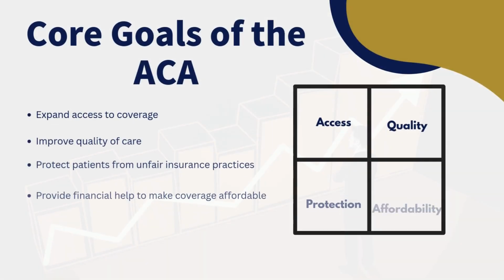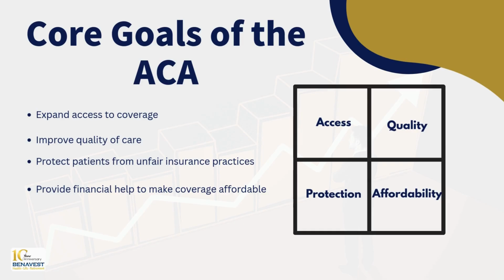At its heart, the Affordable Care Act was built around four main goals. First, to expand access to coverage. That means opening the door for more people to have health insurance, whether through Medicaid expansion or private marketplace plans. Second, to improve the quality of care, encouraging providers to focus on better outcomes, preventive services, and patient satisfaction instead of just the number of visits or procedures.